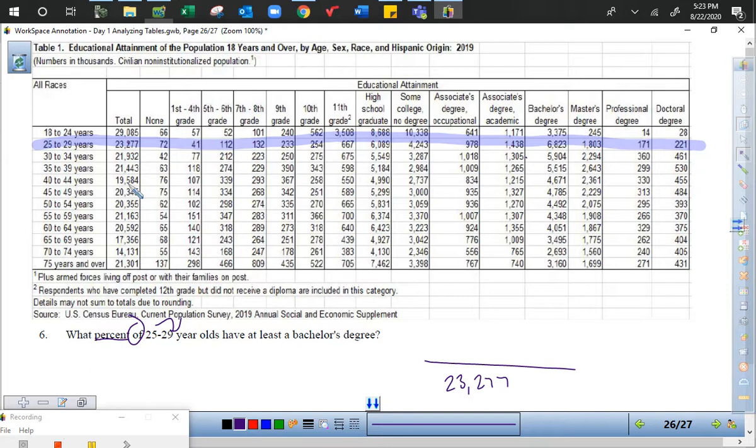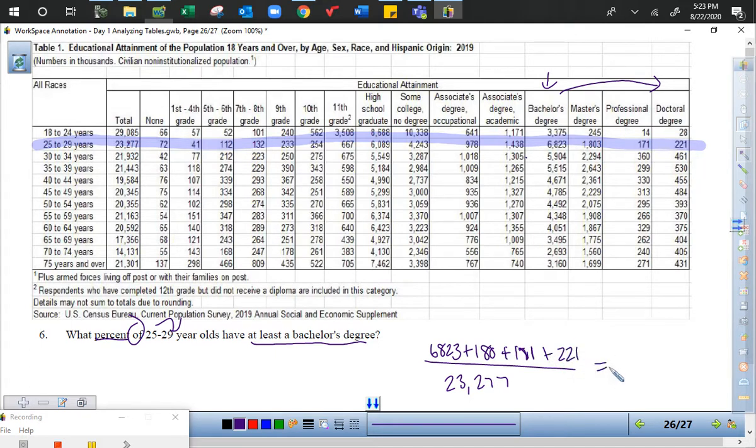Okay, but now in that row, we're looking for at least a bachelor degree. So we're going to find bachelor's degree in terms of the columns. That's this one. But at least means bachelor's or more. Okay, so higher goes this way. So we want to take all of those. Just like with the protective gear, we have to add up the separate ones. So first up, 6823 plus 1803 plus 171. Oops. Let me get that number where it's showing. And then that last one was 221.